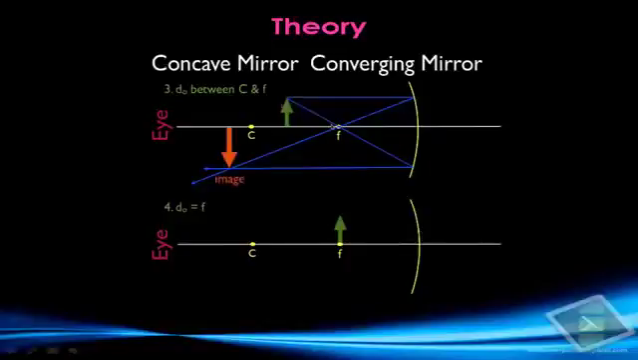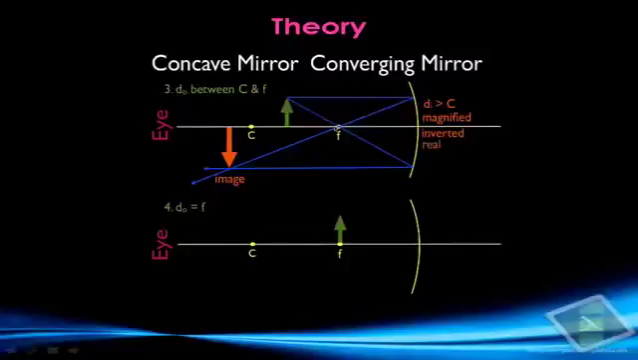And you'll notice now that the object is between C and F, the image will always be greater than C away from the lens, away from the mirror. The image distance is greater than C. That's what DI stands for, image distance. The image will always be magnified. It's bigger than the object. The image will always be inverted, and it's still a real image.